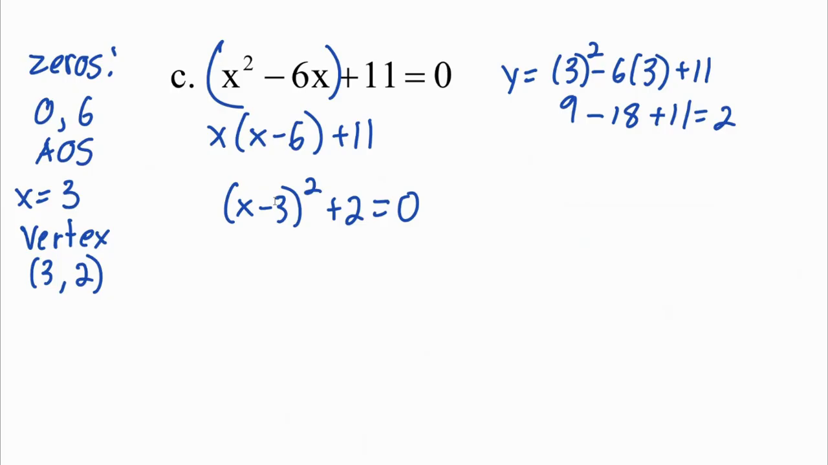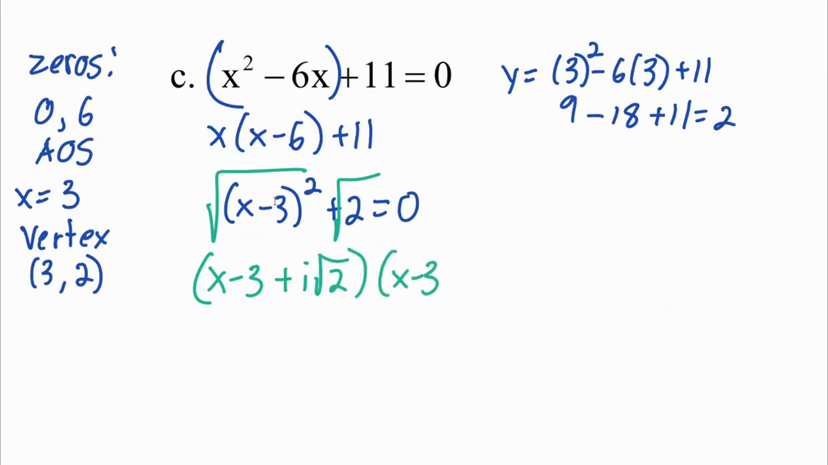So again, difference of squares, but this time it's addition. Only thing that's changing is we're putting an i out front. So we're still going to do the difference of squares. We'll do x minus 3 plus i times the square root of 2, and x minus 3 minus i times the square root of 2. So my two answers are going to be a positive 3, and then plus or minus i square root 2.